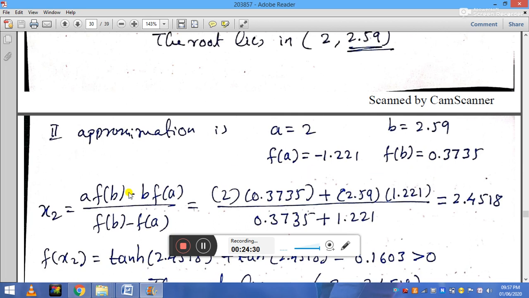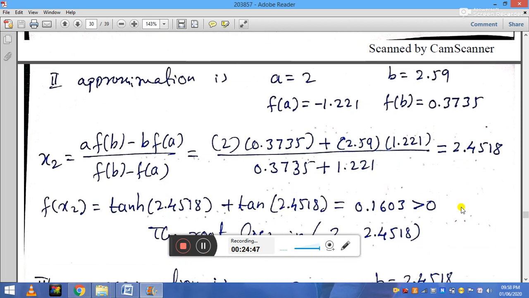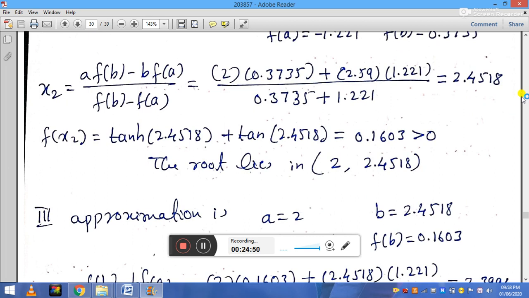So put in the regula falsi formula, that is x2 is equal to A into f of B minus B into f of A divided by f of B minus f of A. So A into f of B minus B into f of A divided by f of B minus f of A, we get 2.4518. So up to the third approximation we have to solve this. Then put x value 2.4518 in f of x, we get 0.1603. It is also a positive root.